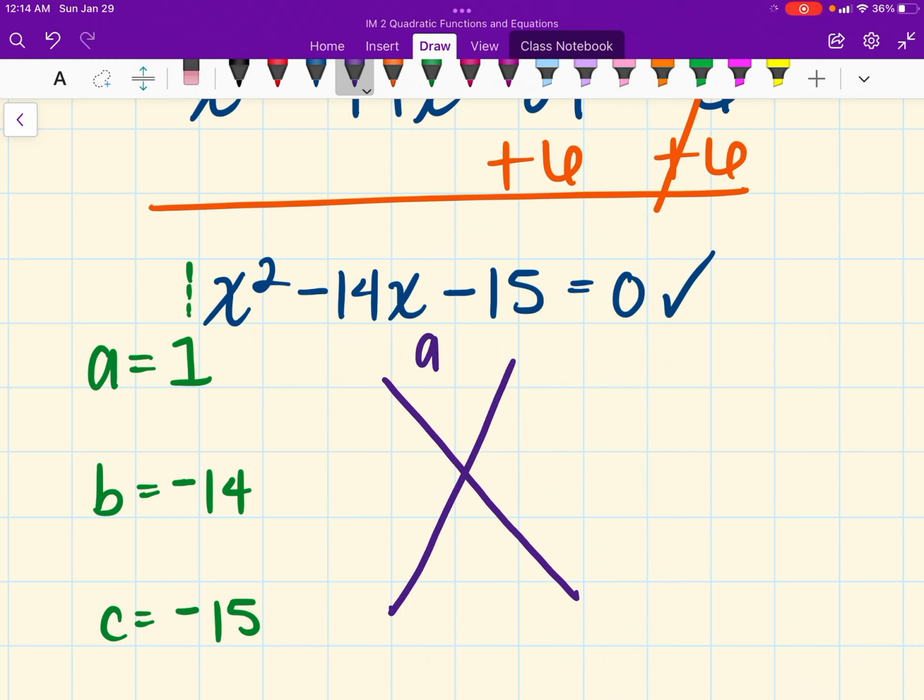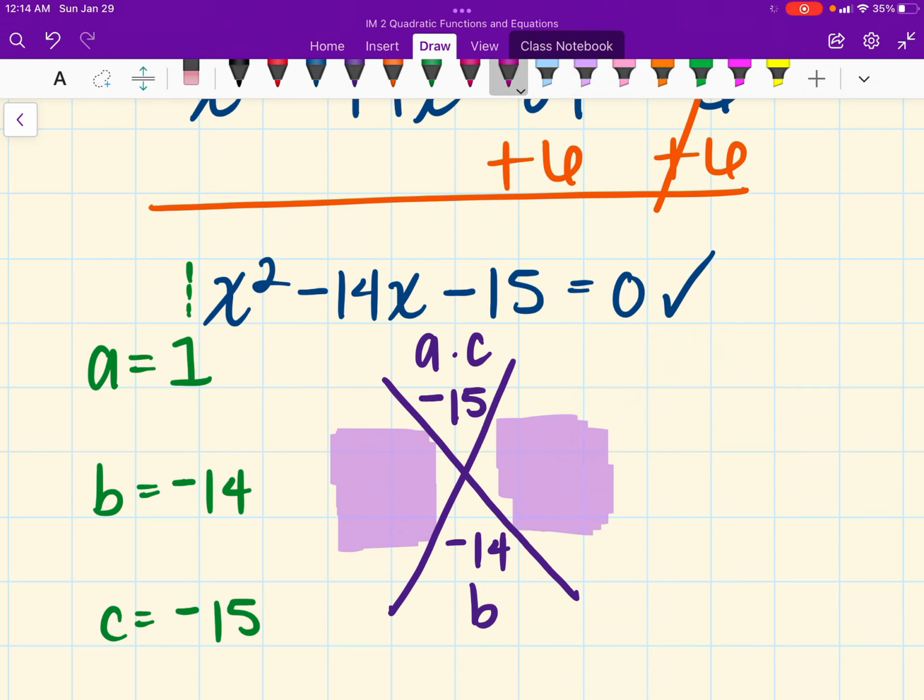All right. So let's go ahead and build our diamond in this case. And on the diamond, I have A times C on top and B on the bottom. So we have to multiply A times C, which is negative 15. And B in this case is negative 14. So we're looking for two numbers that can multiply to a negative 15 and at the same time add to a negative 14. So those two numbers would actually be 15 and 1. But because our bottom number here is negative, it means that the bigger number has to be negative. So if I do negative 15 times a 1, it's going to be negative 15. And if I do negative 15 plus a 1, it's going to give us that negative 14 on the bottom.